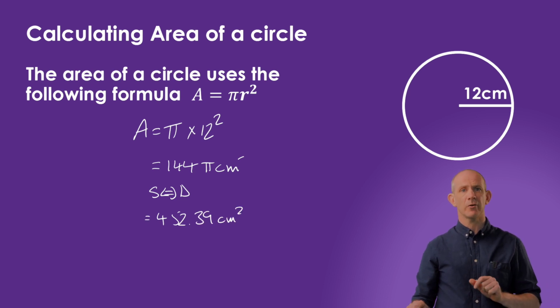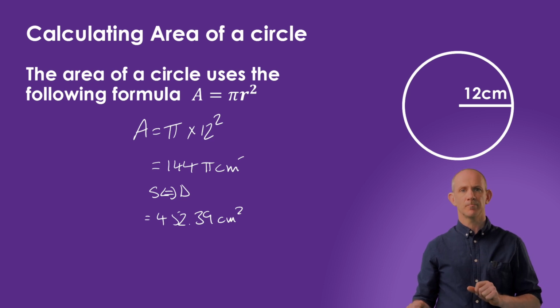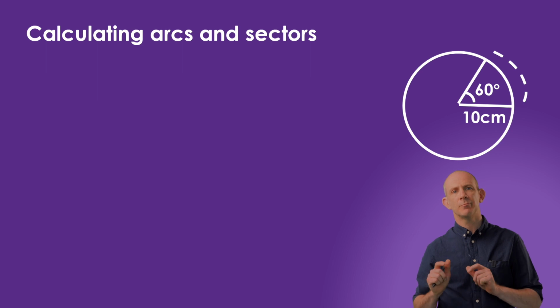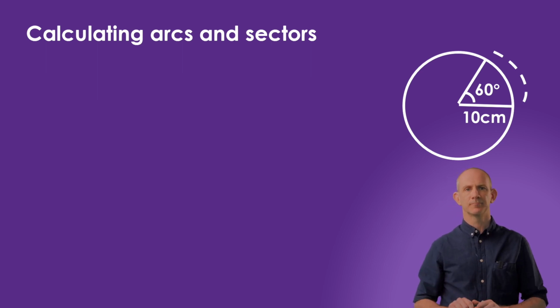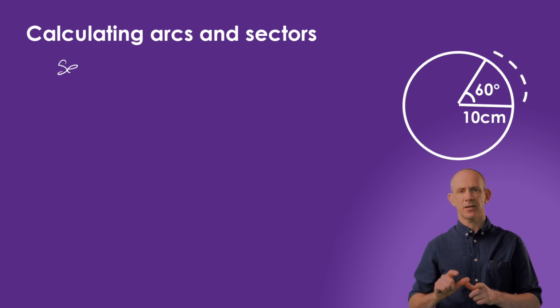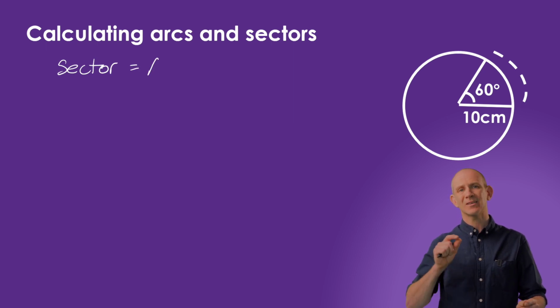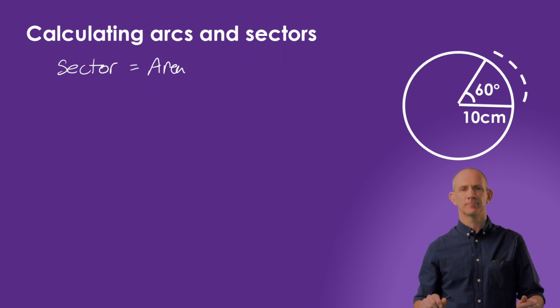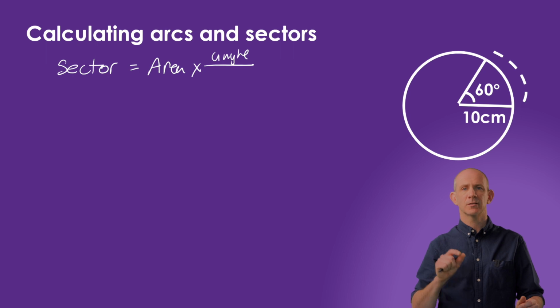As we're dealing with an area, or the space inside a circle, we need to make sure we're using the units squared. Let's find out how to find the parts of a circle using these formulas and the angles that are given. In order to find the sector of this circle made from two radii of 10 centimetres each and an angle of 60 degrees, we use the formula for area and find the sector as a fraction of the whole circle. So the sector would equal area times angle over 360.